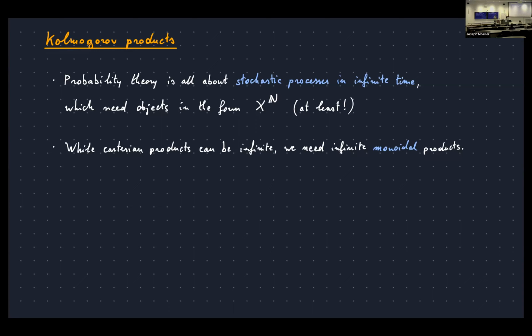But what is an infinite monoidal product, right? We know what an infinite Cartesian product is, just a categorical product. And we know what a monoidal category is, but those have just finitely many factors. How do you do infinite ones? Here is how you do them.